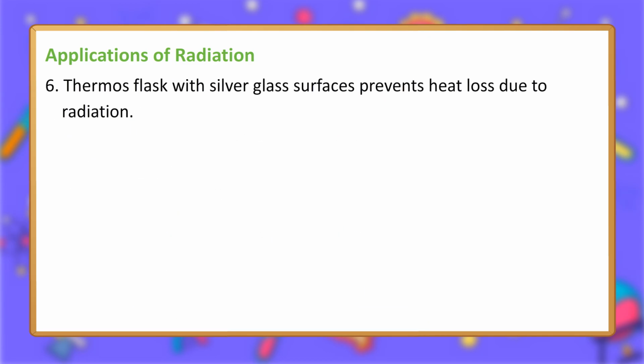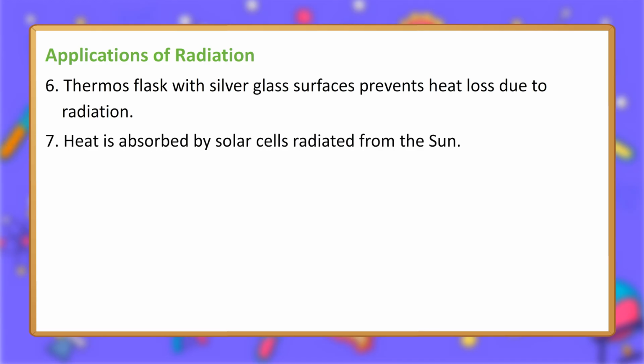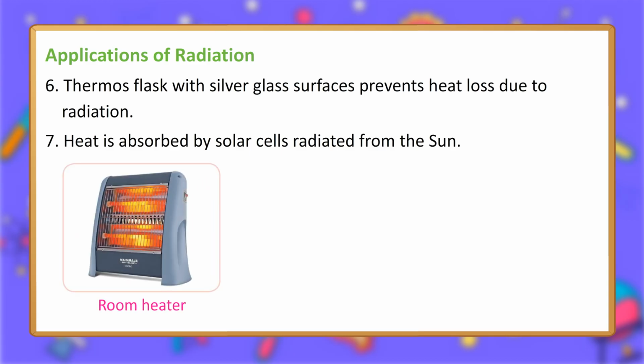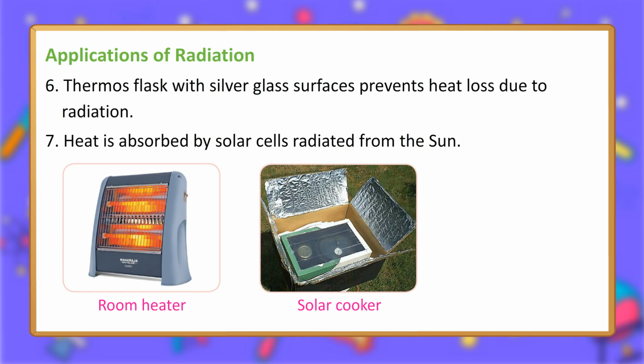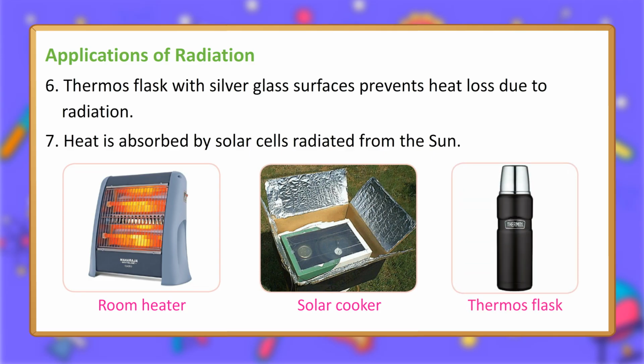6. Thermos flask with silver glass surfaces prevents heat loss due to radiation. 7. Heat is absorbed by solar cells radiated from the sun. Room heater. Solar cooker. Thermos flask.